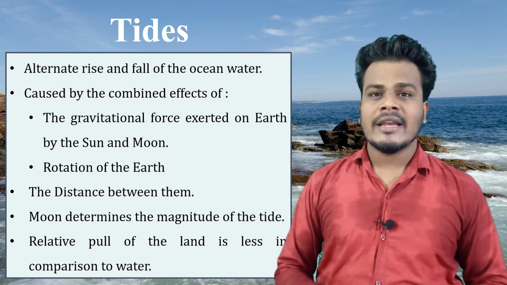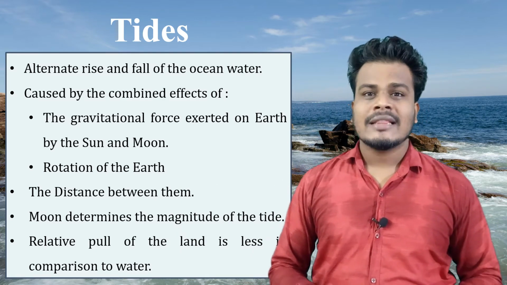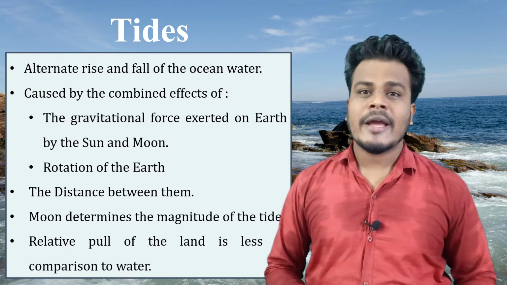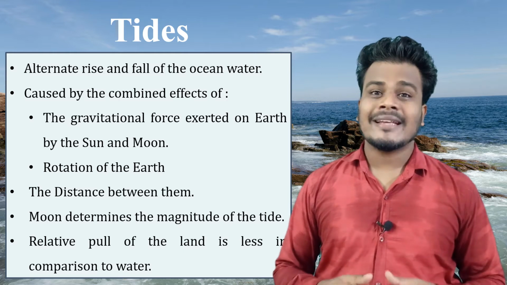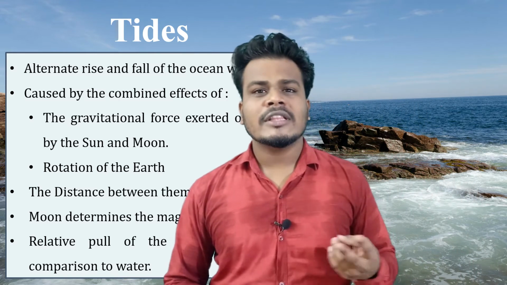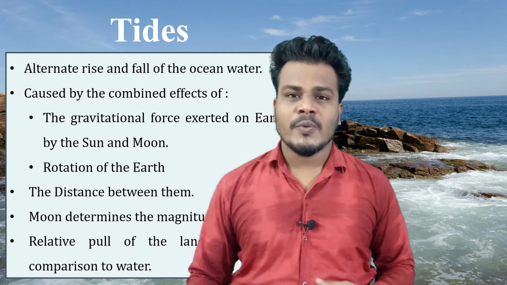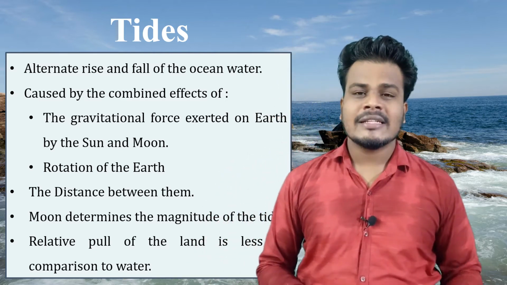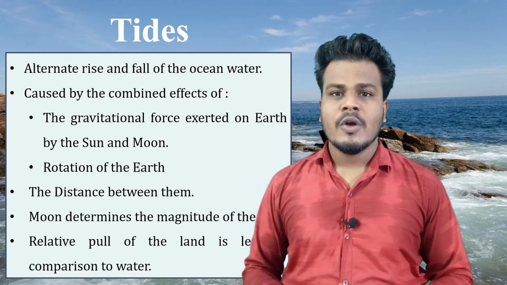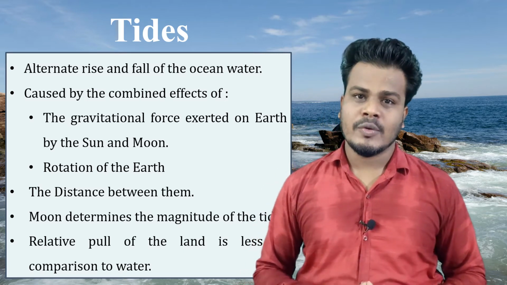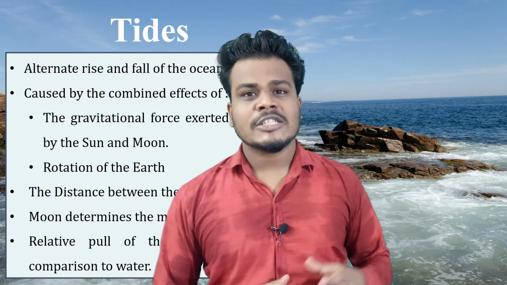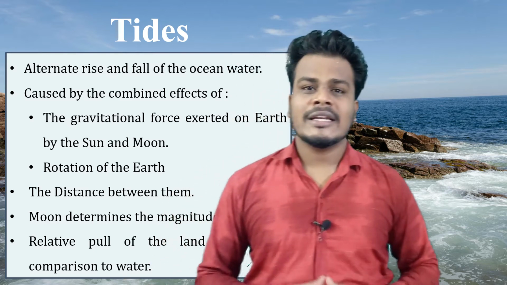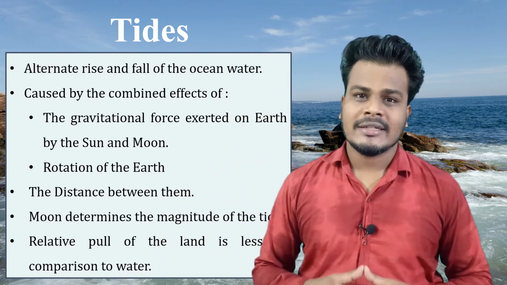This is due to the combined effects of the gravitational force that is exerted on the earth by the moon and the sun. Also, the rotation of the earth plays a very important role. Along with these two factors, the distance between all these celestial bodies, that is earth, sun and the moon, also plays a very essential role. The sun is bigger than the moon, but since the sun is far away from the earth as compared to the moon, the distance determines the magnitude of the tides.